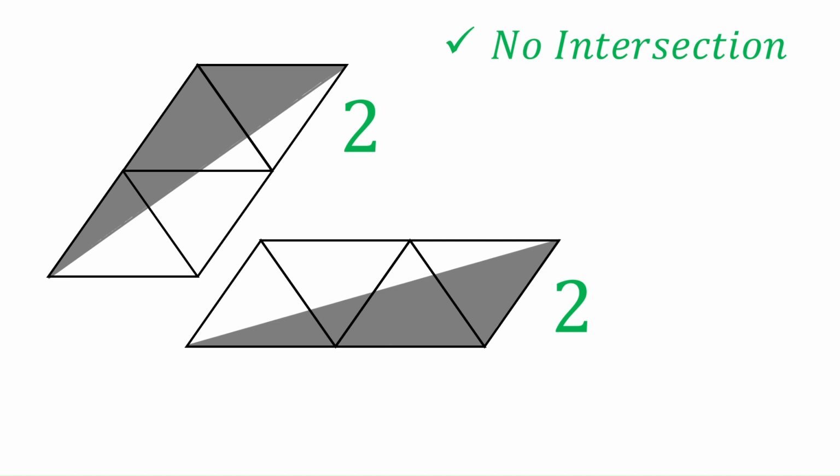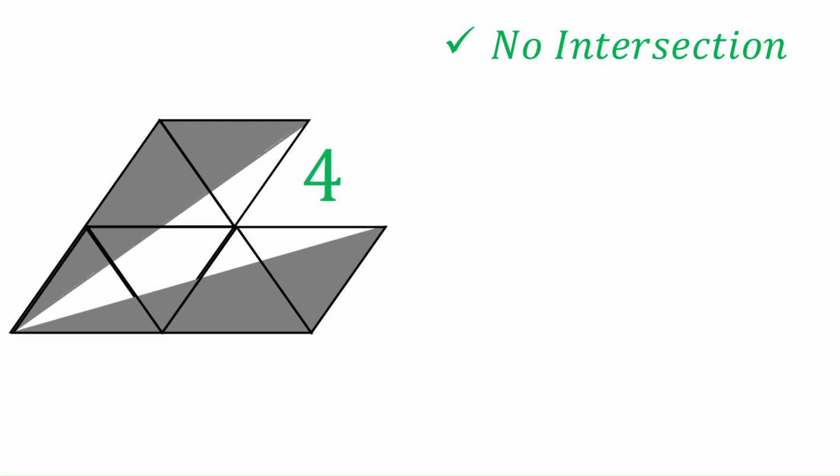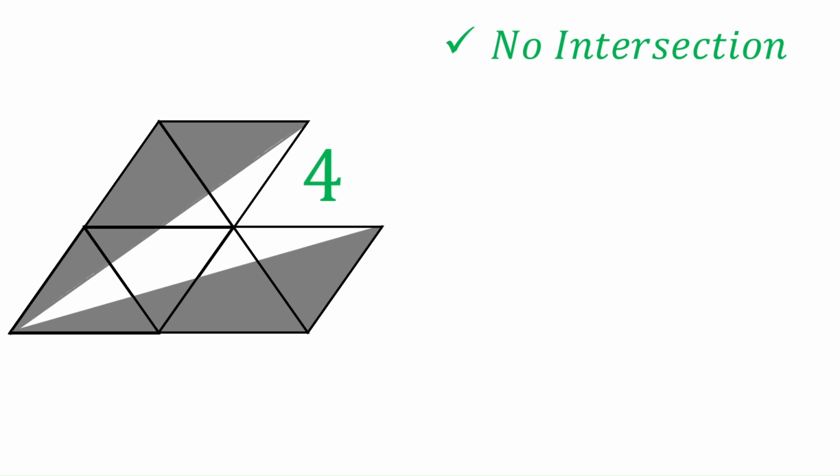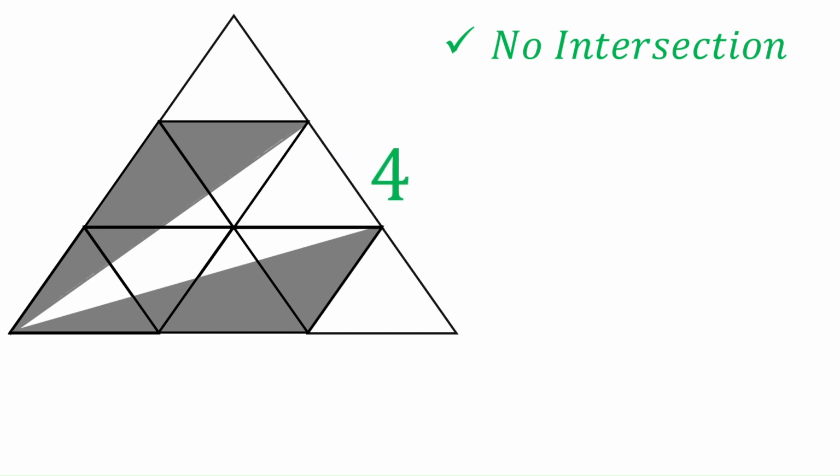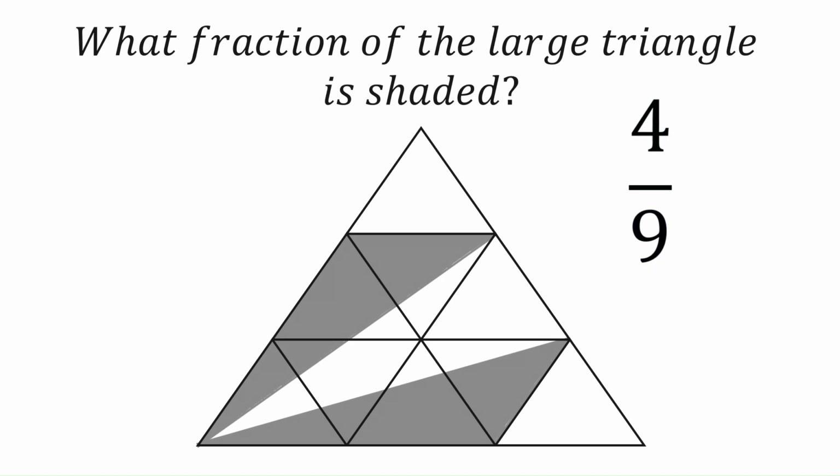Combine both areas again, we have no overlap, and 2 plus 2 is 4, and we get 4 mini triangles out of the 9 total. So the fraction is 4 over 9. 4/9 of the large triangle is shaded in grey.